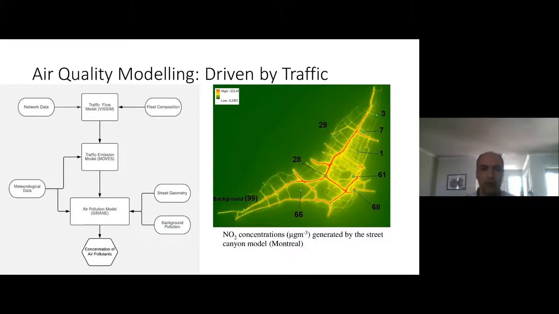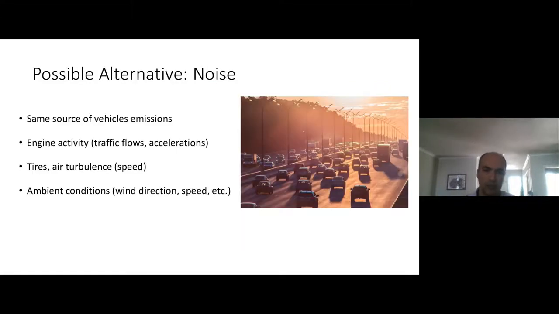Here is one example of an NO2 concentration simulation in Montreal, Canada, using the modeling chain. This modeling chain includes the traffic, emission, and dispersion models. One of the biggest challenges is providing traffic data and the reliability of the emission model. So we propose an alternative solution to estimate air pollution using traffic noise, because vehicle emissions and noise have sensors. Also, different noise frequencies are able to represent engine activity and speed of the car based on tire and air turbulence noise. In addition, both air pollution and traffic noise depend on meteorological conditions.